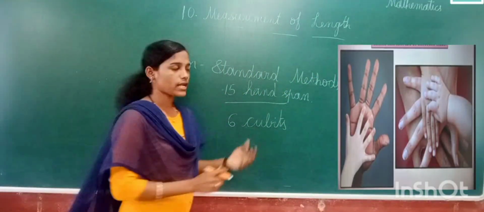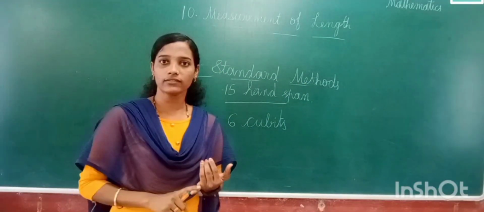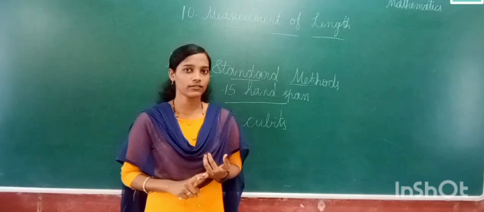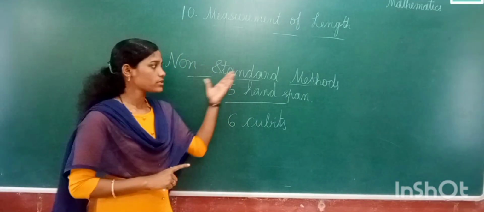What are the non-standard methods? Hand span, foot span, finger span and cubit. These are the non-standard methods.